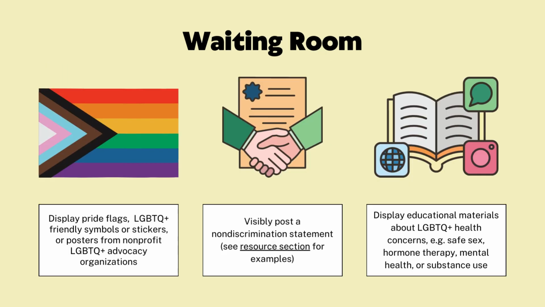Waiting areas should include materials that signal a commitment to serving the LGBTQ+ community. You can display pride flags, LGBTQ+ friendly symbols or stickers, or posters from nonprofit LGBTQ+ advocacy organizations. You can also visibly post a non-discrimination statement or display brochures and educational materials, multilingual when possible and appropriate, about LGBTQ+ health concerns such as breast cancer, safe sex, hormone therapy, mental health, substance use, and STIs. Examples of these items can be found in the resource pages at the end of this presentation.